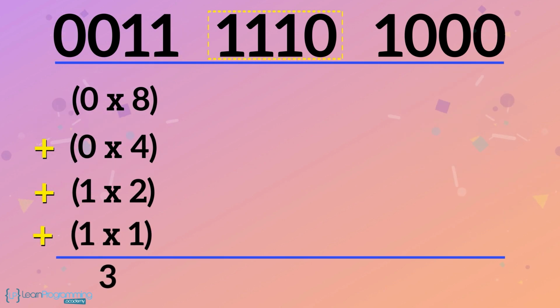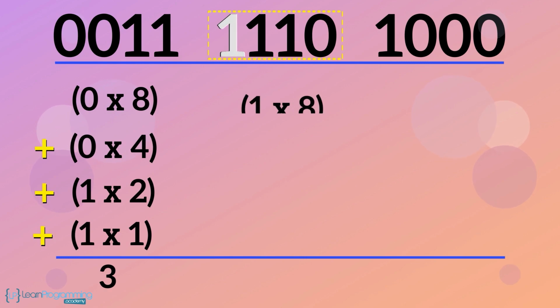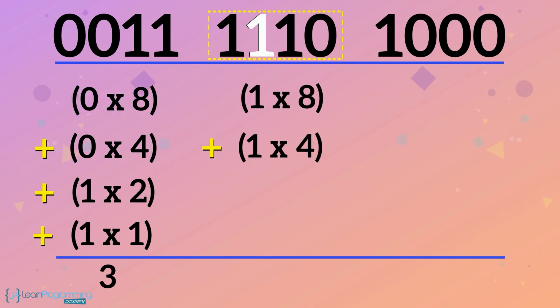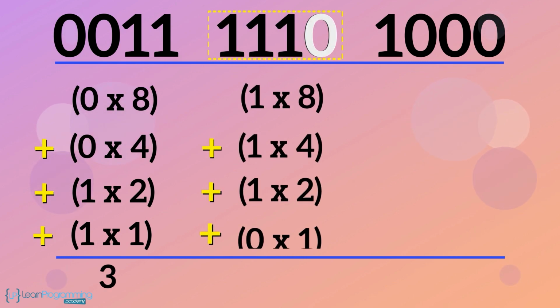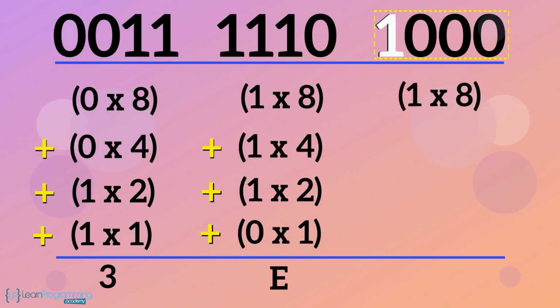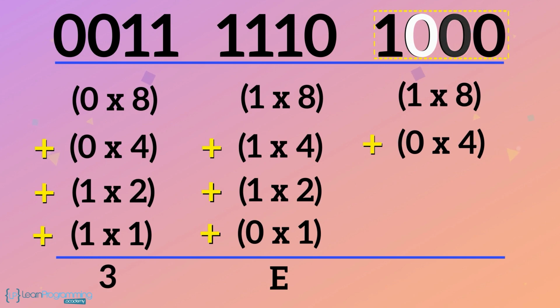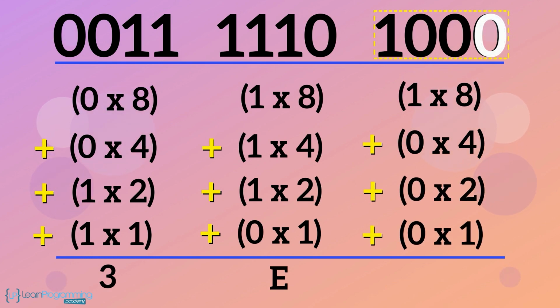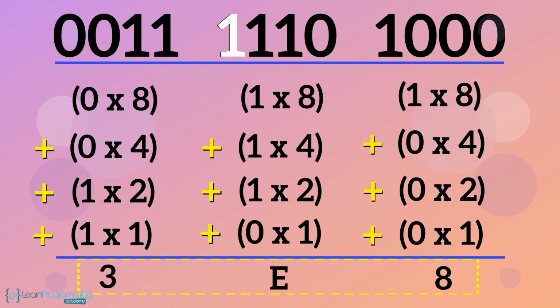The next 4 bits or nibble, 1110, we convert into 1 times 8 plus 1 times 4 plus 1 times 2 plus 0 times 1 equals 14 decimal, which is alpha E in hex, and the last 4 bits or nibble, 1000, we convert into 1 times 8 plus 0 times 4 plus 0 times 2 plus 0 times 1 equals 8. Now, as I mentioned, to software engineers, hex 3E8 appears to be simpler to visualize than binary 0011 1110 1000.